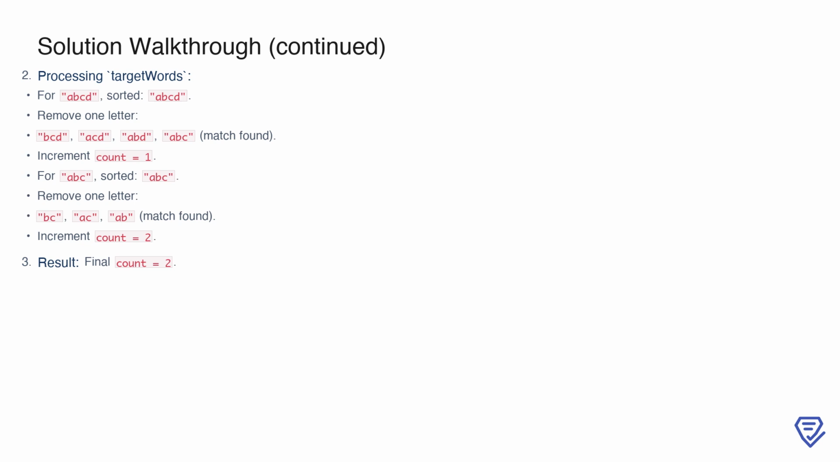Here, we process the target words list, starting with ABCD, which, when sorted, becomes ABCD. By removing one letter at a time, we generate candidates like BCD, ACD, ABD, and ABC. Among these, ABC exists in start_set, so we increment count to 1. Next, for ABC, sorted as ABC, we create candidates like BC, AC, and AB. Here, AB is found in start_set, so we increment count again. After processing all words, the final count is 2, indicating that 2 words from target words can be formed by adding one letter to a word in start words.